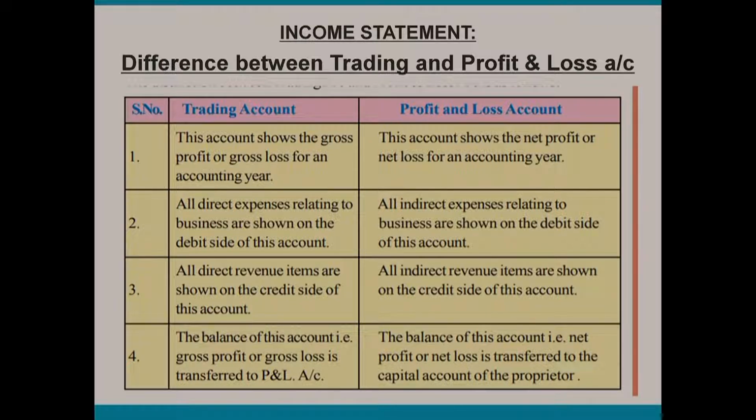And in the trading account, all the direct revenue items are shown on the credit side, and all indirect revenue items are shown on the credit side of the profit and loss account. Then the balance of the trading account is the gross profit or gross loss. What is done to it? It is transferred to the profit and loss account, that is the P&L account, and then the balance of the P&L account is transferred to the balance sheet, and this profit or loss is known as the net profit or the net loss.